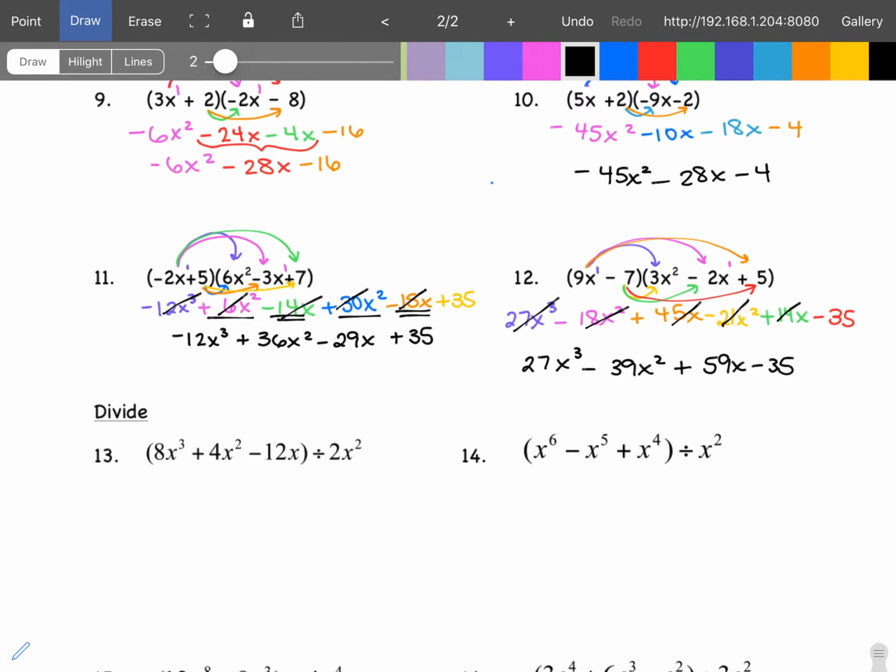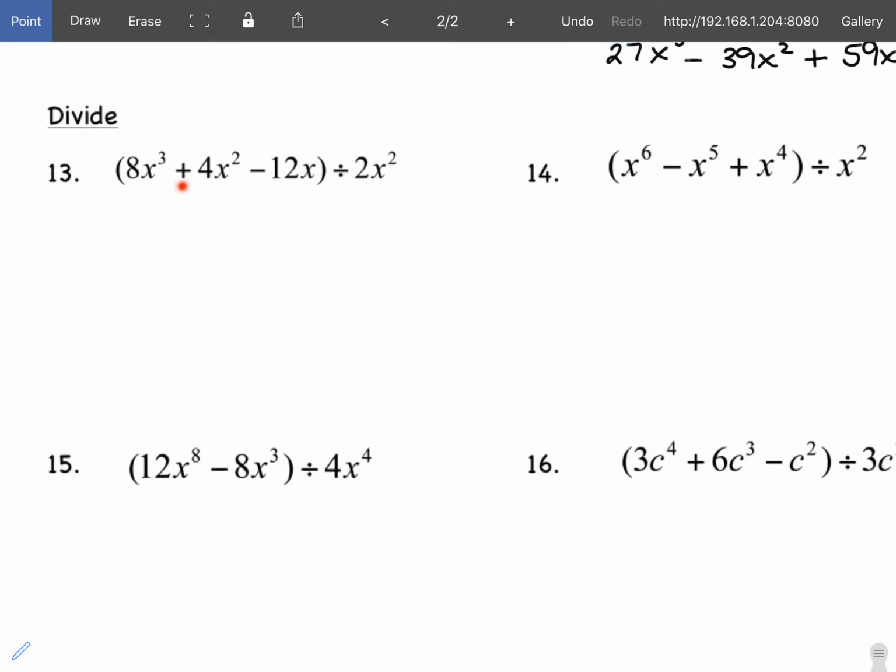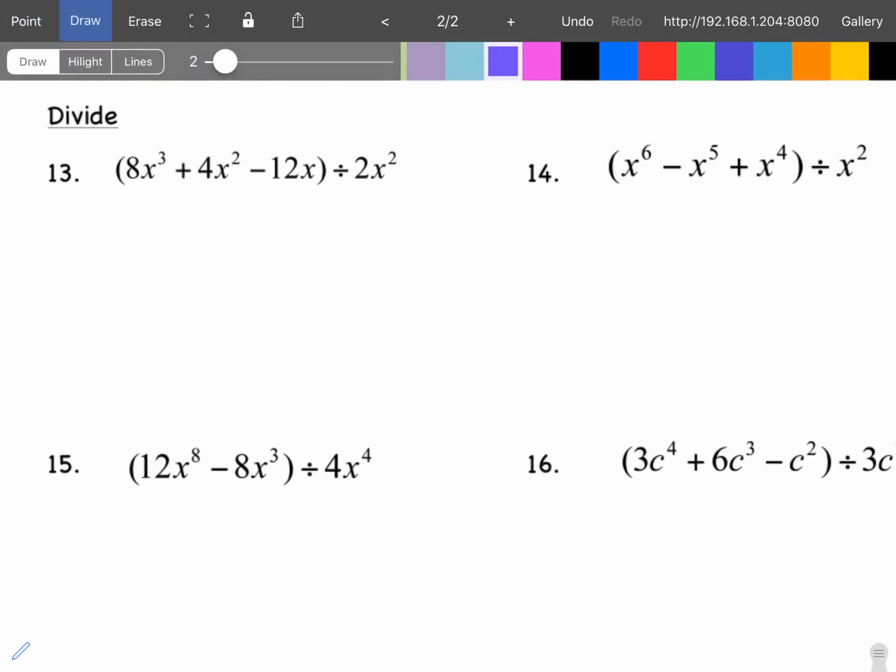All right, and our last operation with polynomials is division. So what we're going to do is we're going to take this trinomial that's in parentheses and we're going to divide it. This is the trinomial. We're going to divide it by this monomial, 2x squared.